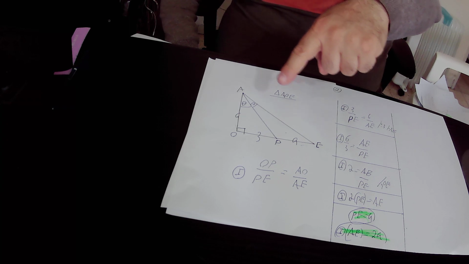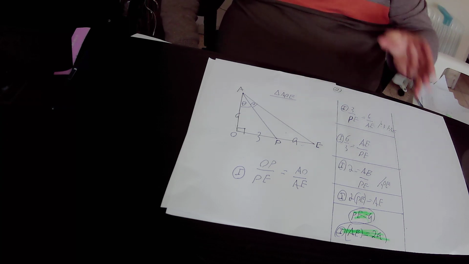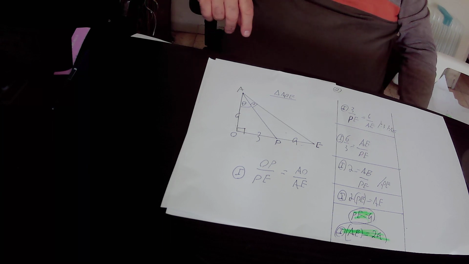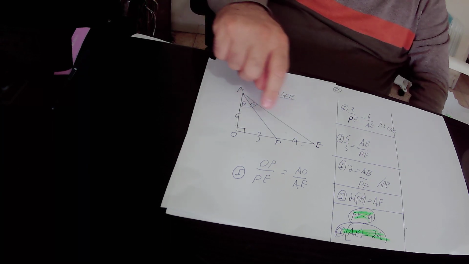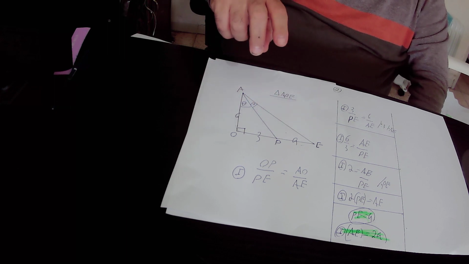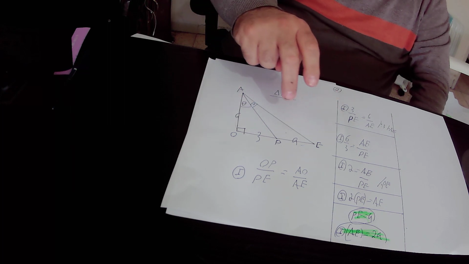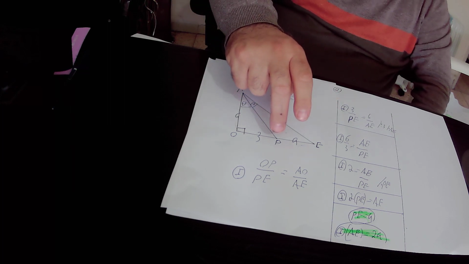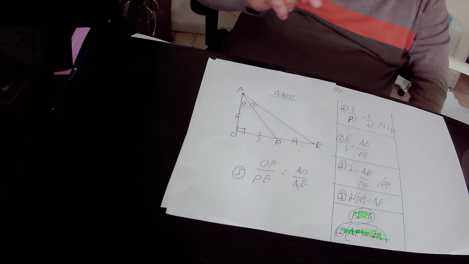That is actually equal to OP over PE. Those two ratios are equal to each other. The ratio in which angle bisector AP divides side OE is OP over PE, and that ratio is equal to the ratio between the angle's legs, that is OA over AE. So those two ratios are equal: OP over PE equals AO over AE.